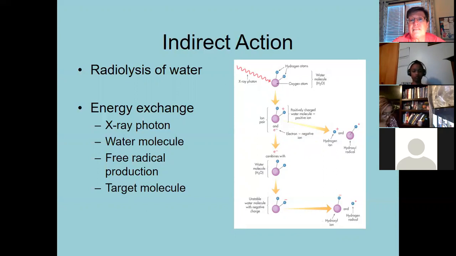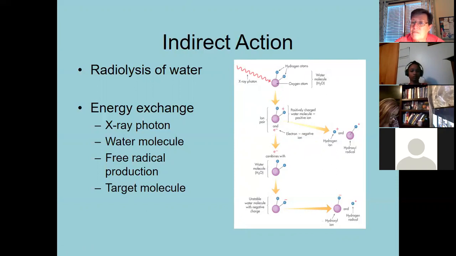So let's look at this diagram. And again, if you want to follow in your textbook, it's on page 123 in the textbook. Here we have our incoming X-ray photon, and it interacts with our water molecule. The water molecule is ionized, producing an ion pair. We have a positively charged water molecule and then the electron that was ejected.